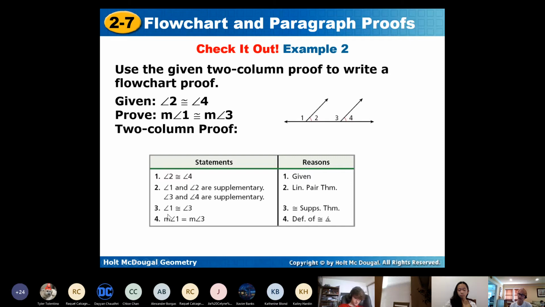That means I can then just say that angle 1 is congruent to angle 3, because that's what the congruent supplements theorem says. We got that yesterday. And now I can say that the measurements are equal. That's just the definition of congruent angles. 4 steps, bam, wrote it right out.